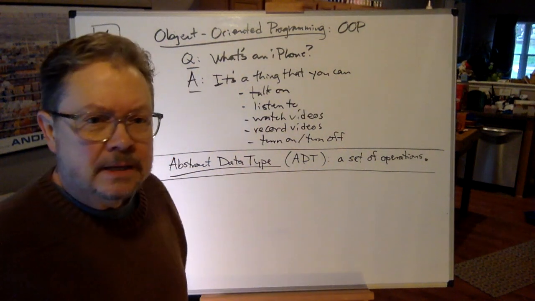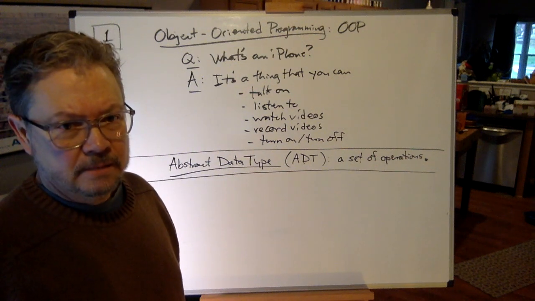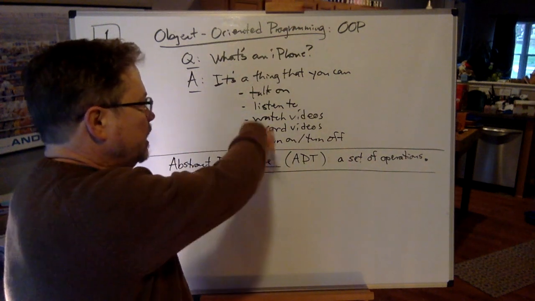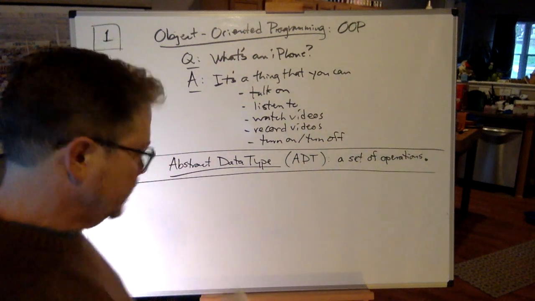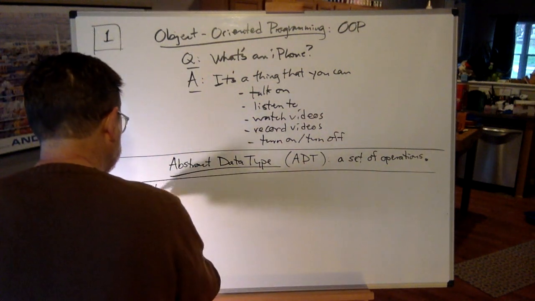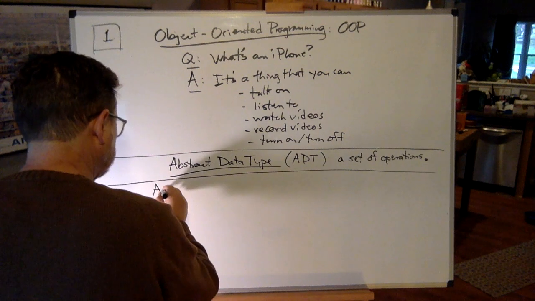Abstract data type is the design of those things, where we say, if you want to be an iPhone, you've got to do all that. Now I'm repeating myself and I'll move on. Okay, an object, in other words, a specific instance of an abstract data type.